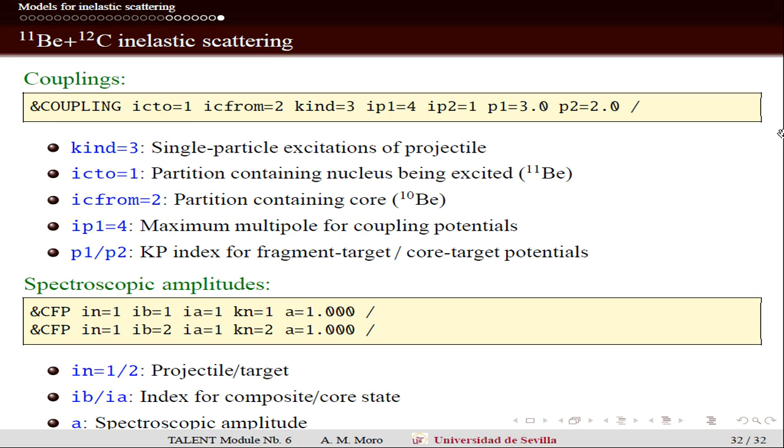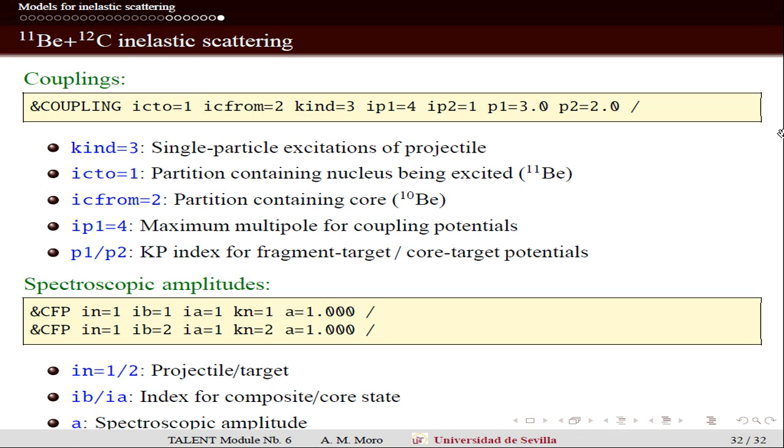So kind equal 3 corresponds, you look at the manual, to single particle excitations of the projectile. If you are doing excitations of the target, it is a different kind, kind equal 4 actually. Then we have to identify here the partitions containing the nuclei that will be excited and the core partition. So these two variables, ICTO and ICFROM, correspond again to the partitions. The second partition is the one of the core, the first partition is the one of the excited state.